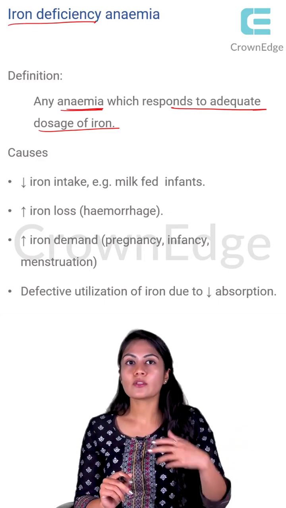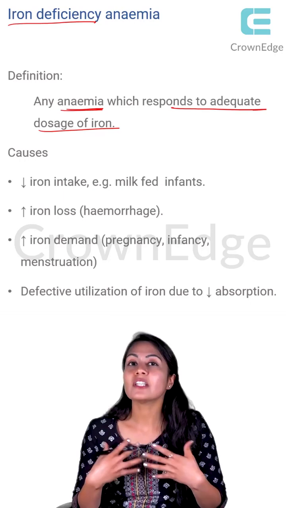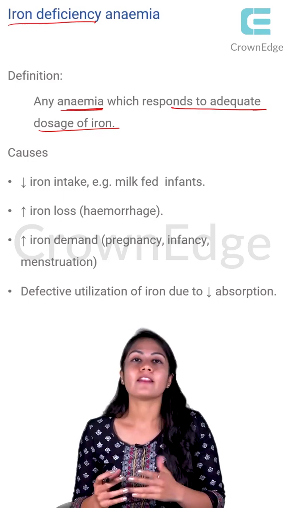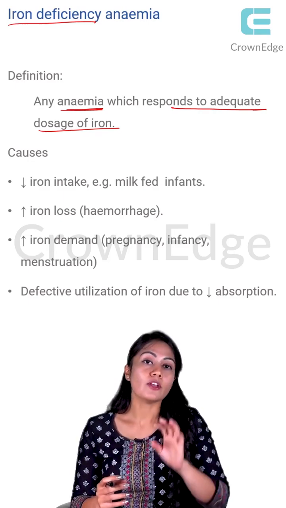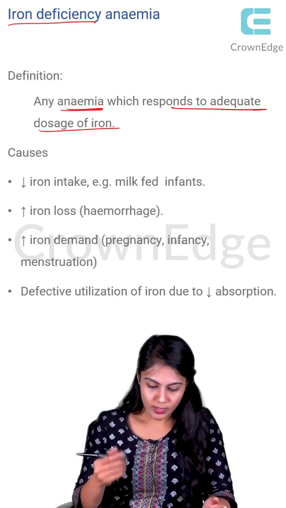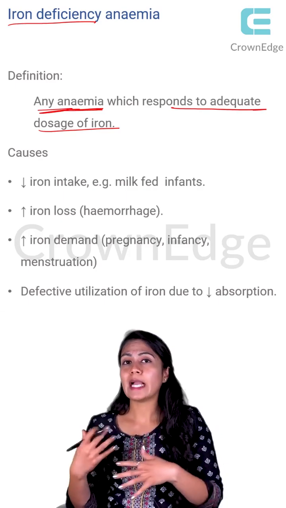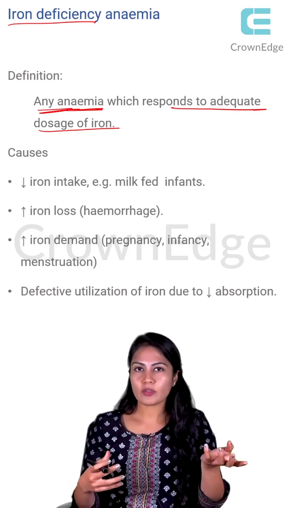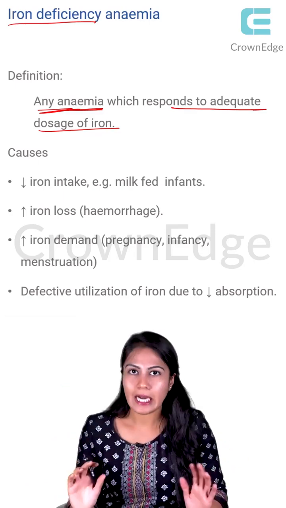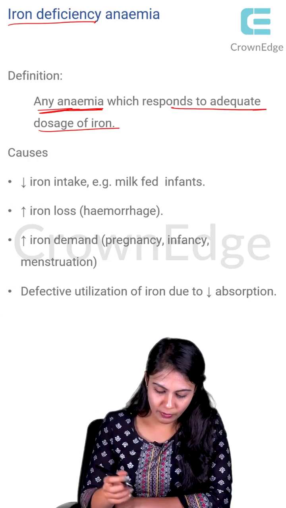So what you do is you give the iron. If it responds, that means the patient recovers from that anemia and symptoms get less and less every day, that is known as iron deficiency anemia. This is the proper definition given in almost all authentic books. So any anemia which responds to iron doses means the deficiency was there, and you filled up the deficiency by giving tablets or intravenous iron, and the patient responded by recovering from the anemia.